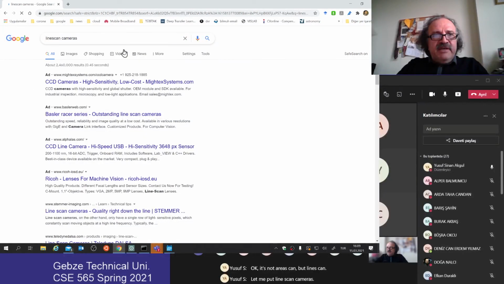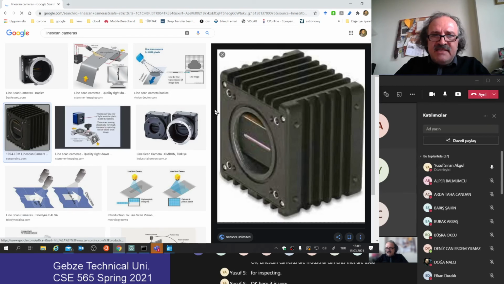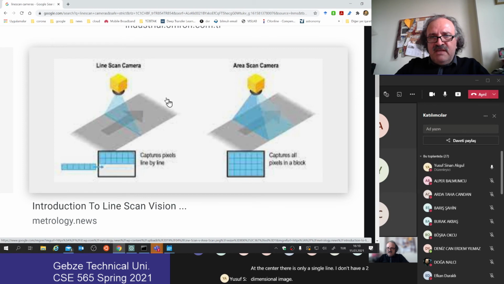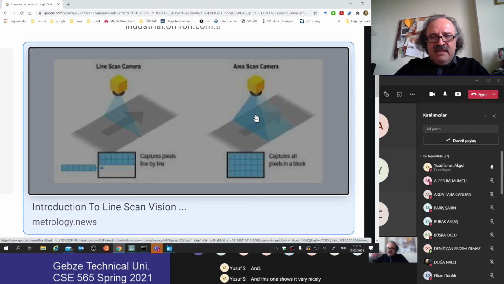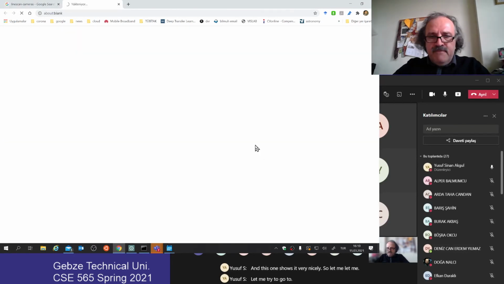Line scan cameras are industrial cameras. They are used for inspecting. Okay, here it is. It's a very nice image. So this is the sensor of the line scan camera. See, at the center there is only a single line. I don't have a two-dimensional image, and this one shows it very nicely. So let me try to go to the source page and show you the difference between the line scan camera and the, what happened?